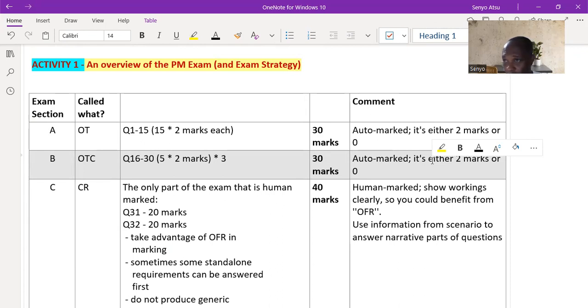So one story, one scenario, or one case on throughput accounting. Based on that one scenario, there are 5 objective test questions. Sometimes these questions are very overwhelming. They demand a lot of your time. Don't start exam from there. No, it's wrong. What happens is that you always spend too much time there, and before you realize you don't have time for sessions A and C.